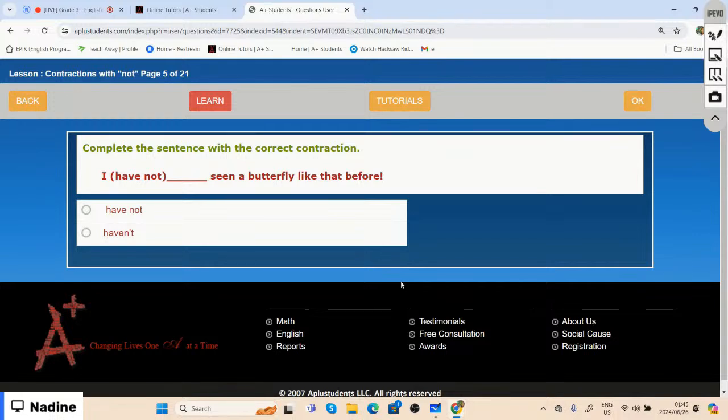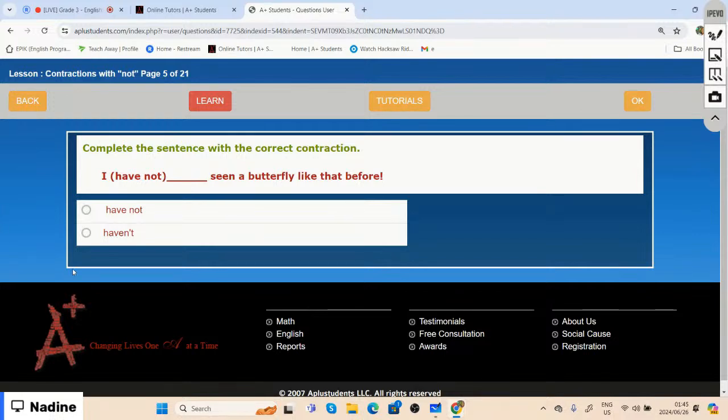Yes, there will be classes during the summer. There will be classes during the summer, guys.